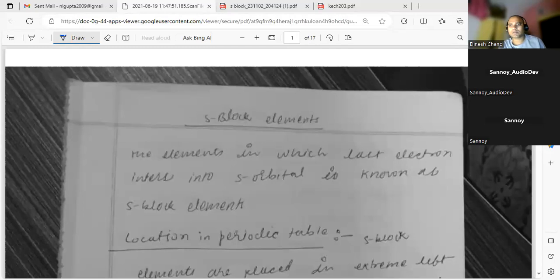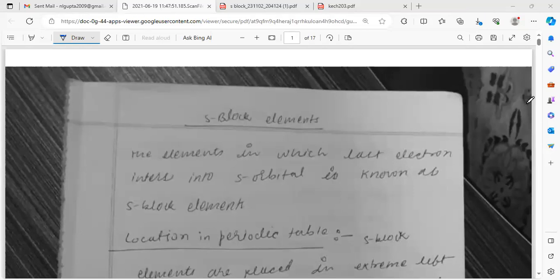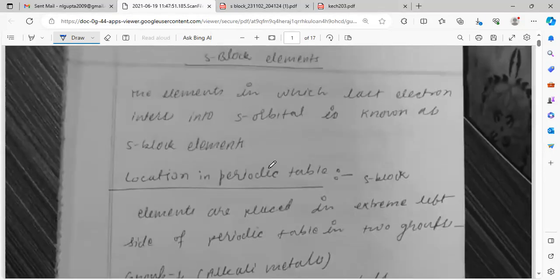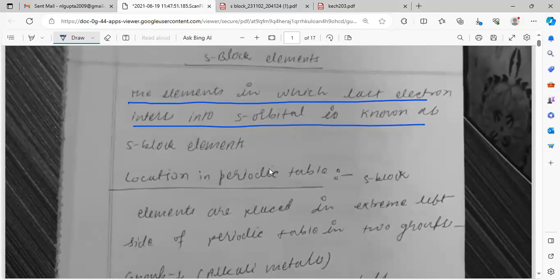The notes are not that good, but to understand this in the basic way, it is quite okay. The first definition you already told: the elements in which the last electron enters the s orbital are known as s block elements. That is very simple, right?